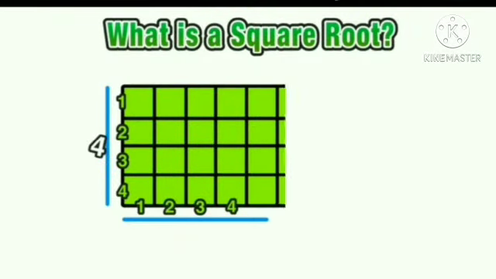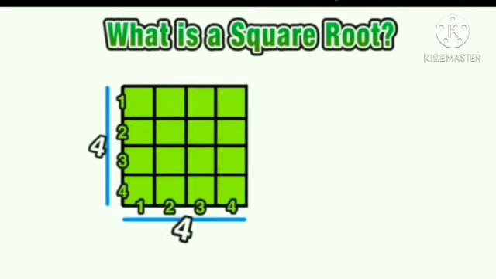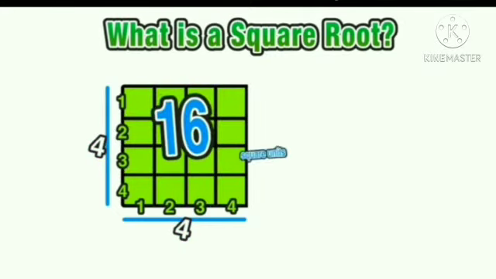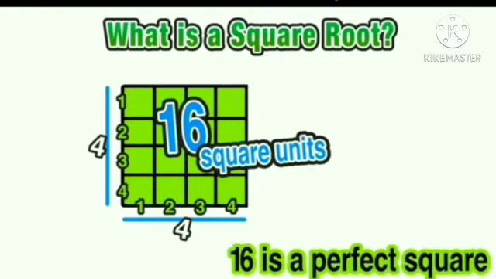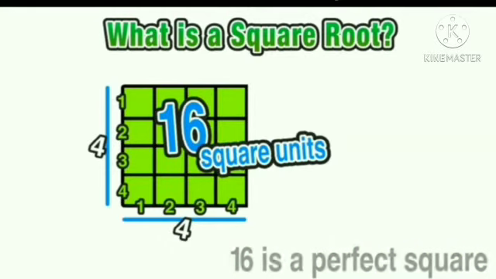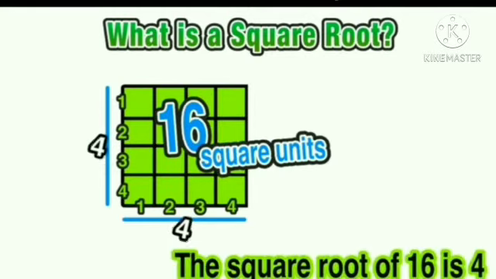Now we are going to divide this rectangle into two equal halves, that is 4 by 4. In a square, all sides are equal. So if one side is 4, the other side is also 4. So here 4 into 4 is equal to 16 square units. We can say that 16 is a perfect square. So now we can say that the square root of 16 is 4.